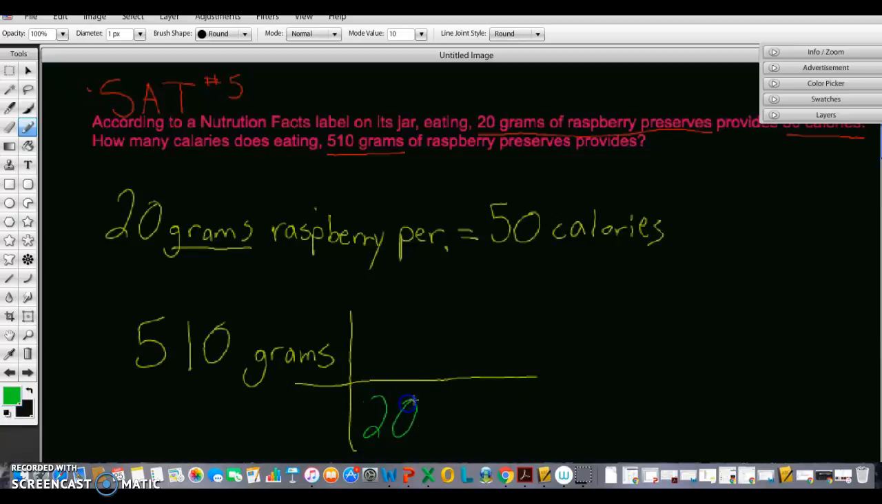So it should read this: 20 grams of raspberry preserves, the same thing, over 50 calories. And the grams are going to cross out.